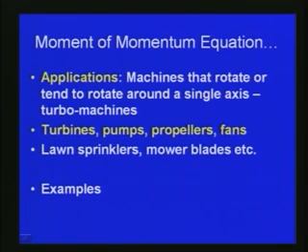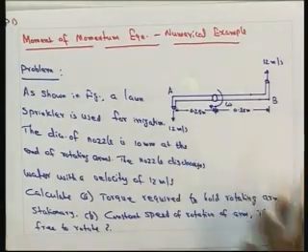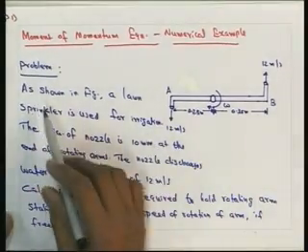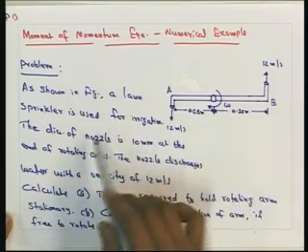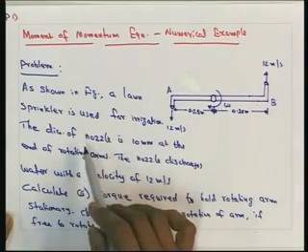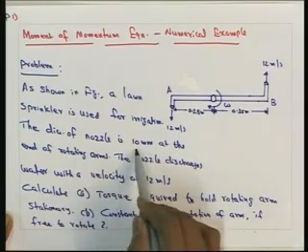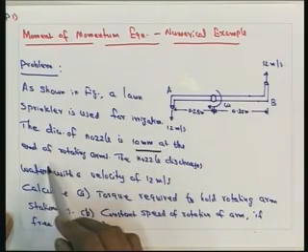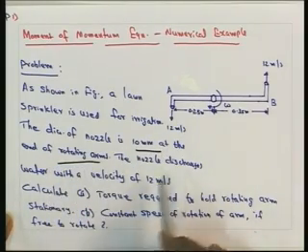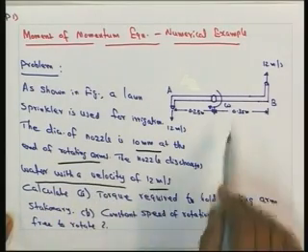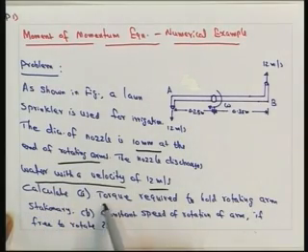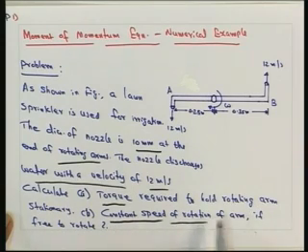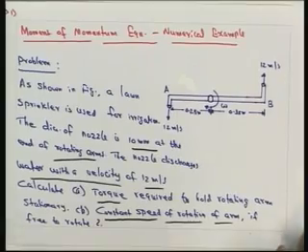The numerical example we are considering here is again a sprinkler system, a rotating arm with two nozzles. The problem, as shown in the figure, is that a lawn sprinkler is used for irrigation. The diameter of the nozzle is 10 millimeter at the end of the rotating arms. The nozzle discharges water with a velocity of 12 meter per second. We have to find the torque required to hold the rotating arm stationary, and the constant speed of rotation of the arm if free to rotate. So, this is the problem.